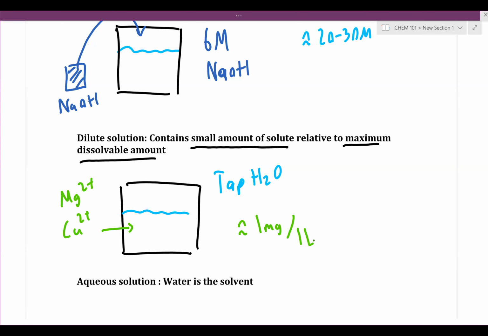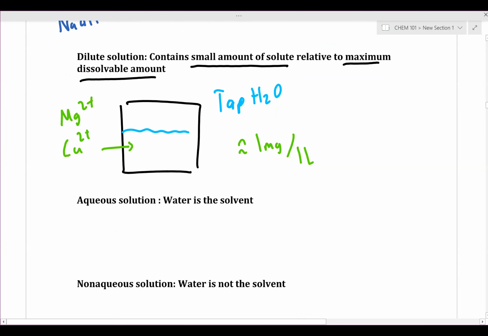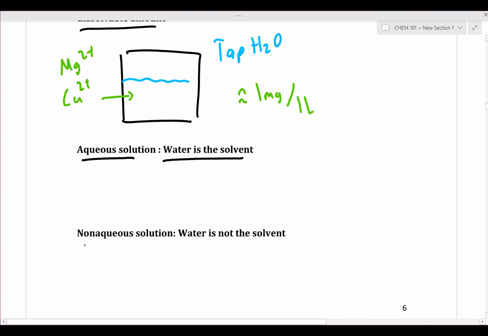Okay, and I know this may seem redundant, but an aqueous solution, water is the solvent. A non-aqueous solution, water is not the solvent. You won't commonly encounter non-aqueous solutions in this course because from a practical perspective in lab, they're a little more dangerous to handle. Any questions on these initial classifications?